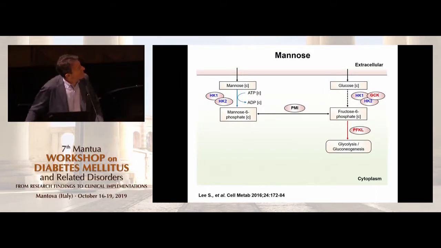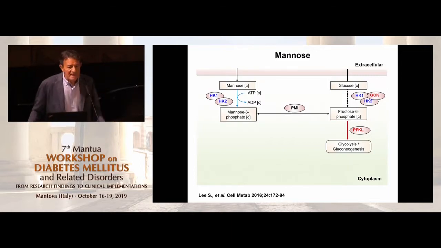And as you can see, it's taken up through transporters into cells, where it is phosphorylated by an enzyme that looks like hexokinase 1 and 2. And then the mannose and the fructose 6-phosphate. So the two first steps, the phosphorylation in the metabolism of glucose and mannose, can exchange. So if you have an excess of one, that will drag the other, and vice versa.